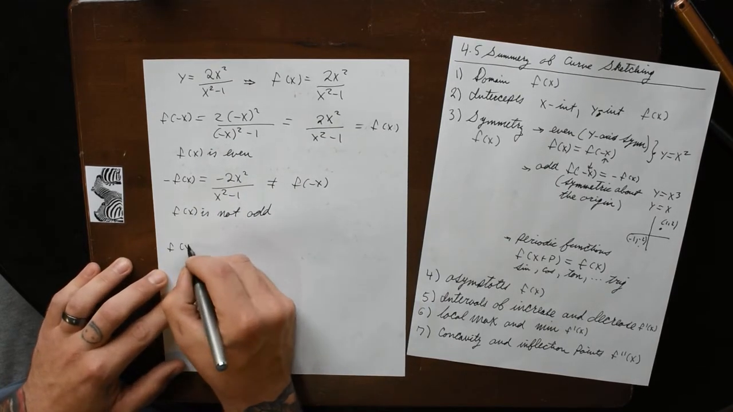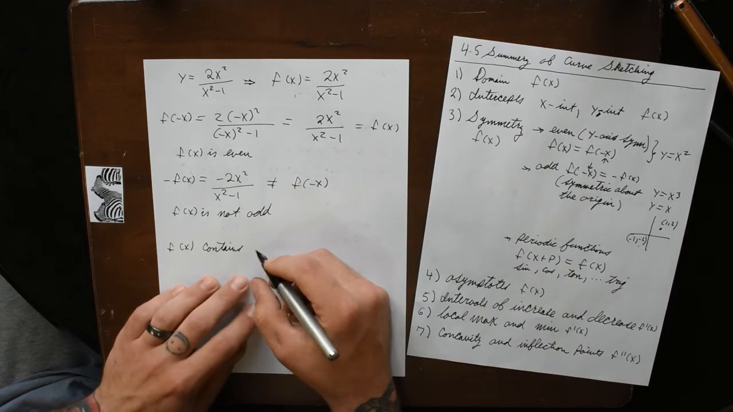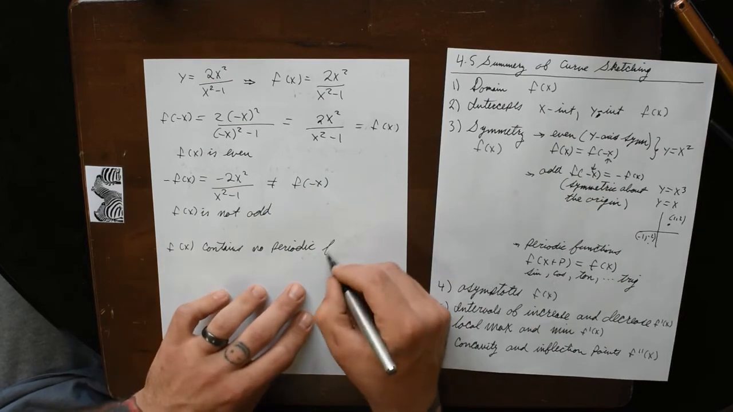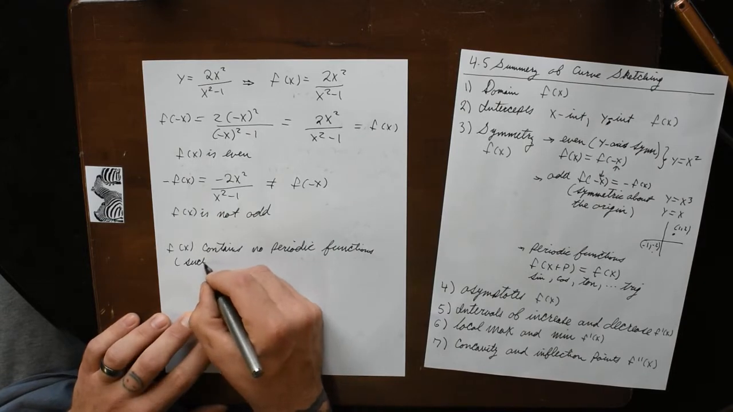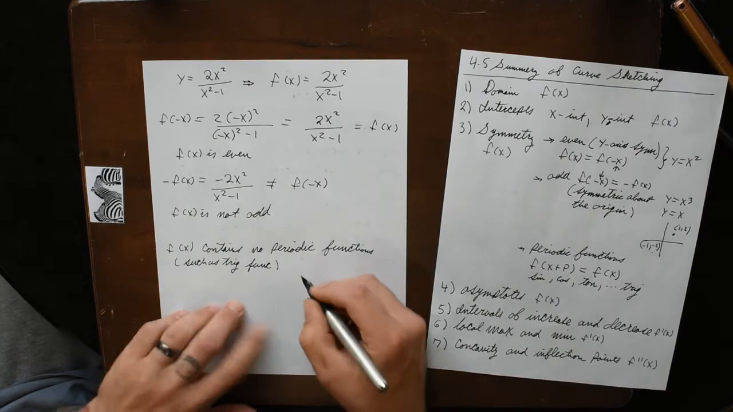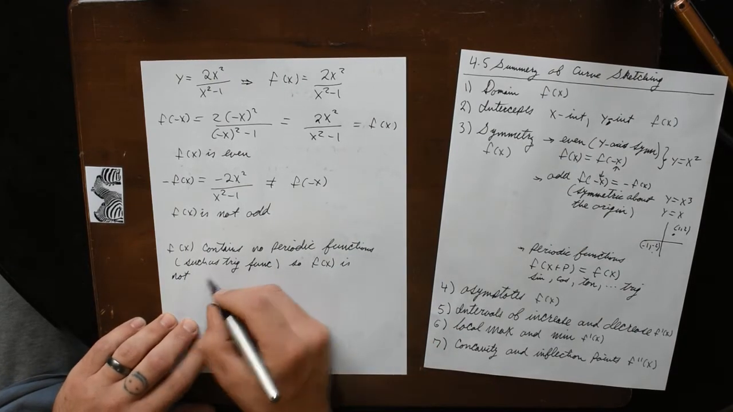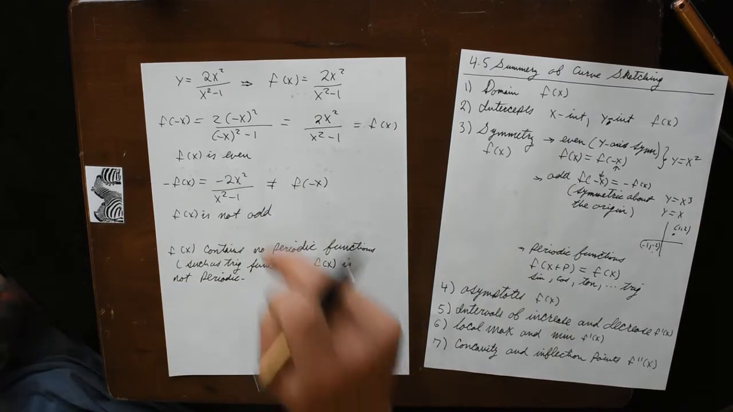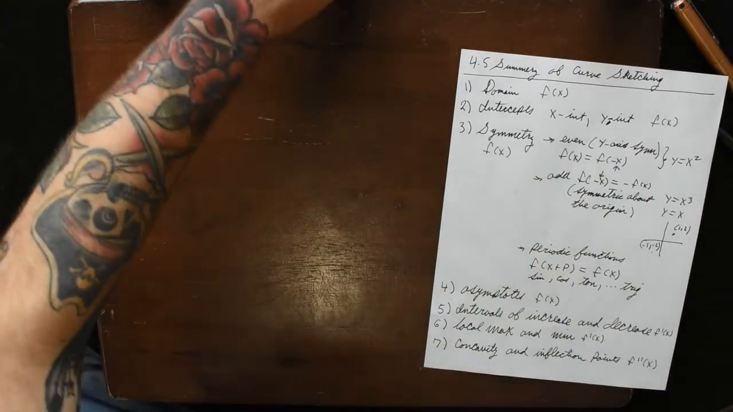Finally, f of x contains no periodic functions, such as trig functions. So, f of x is not periodic. Perfect. So, we know it's even, it's not odd, and it's not periodic. Now we move on to asymptotes.